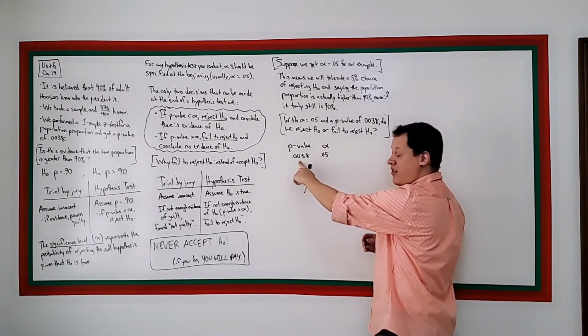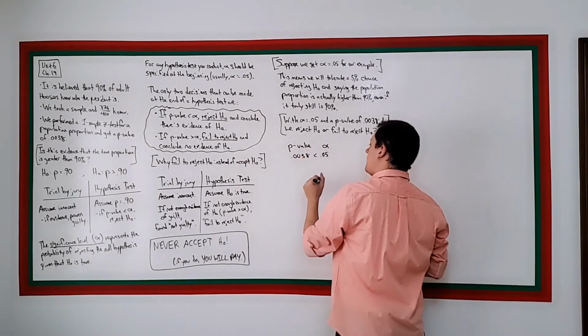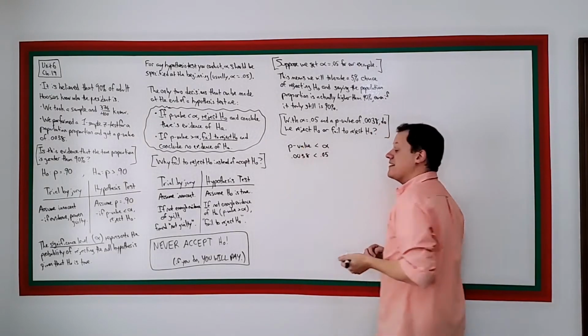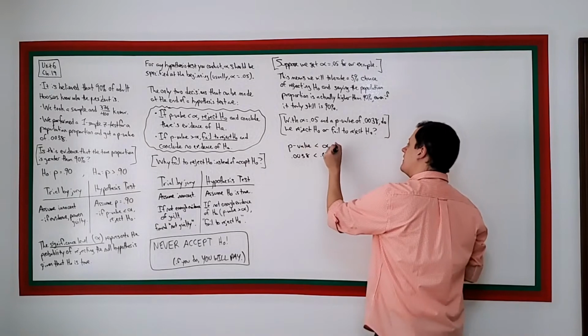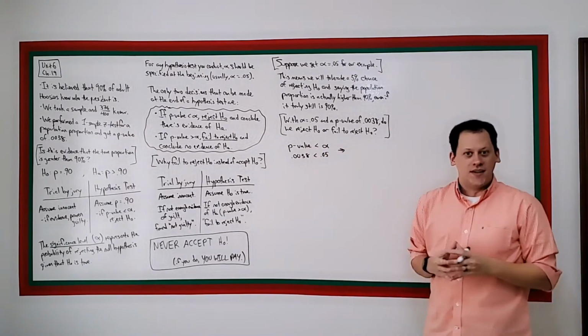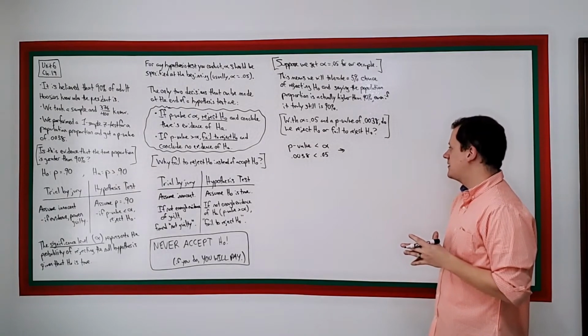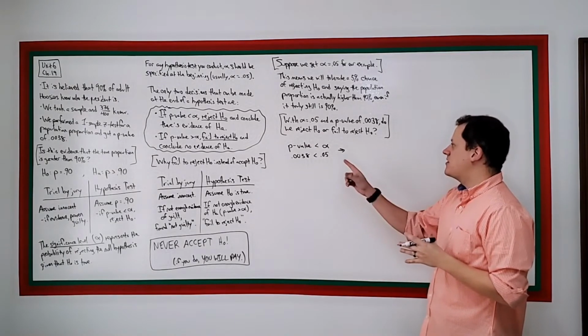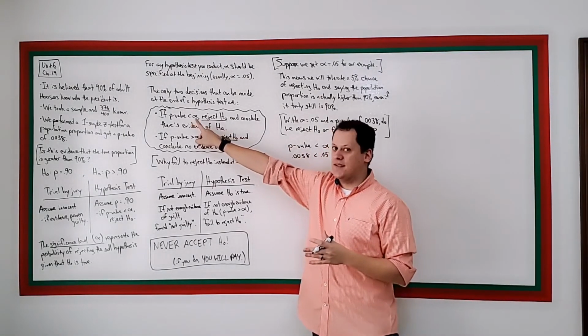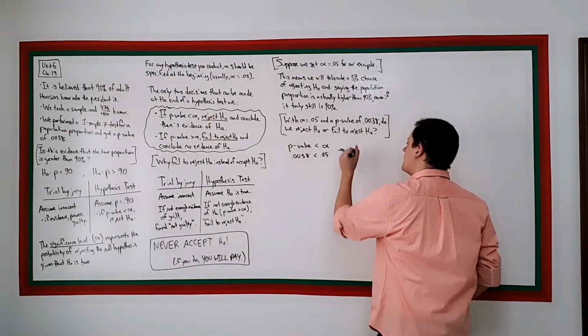0.0038 is smaller than 0.05. So the p-value is less than alpha. This means we do what to the null hypothesis? Reject or fail to reject? P-value is less than alpha. We reject the null hypothesis.